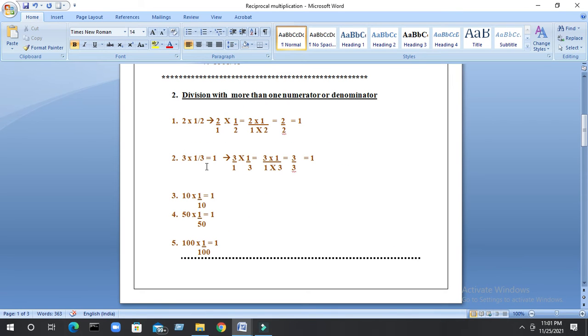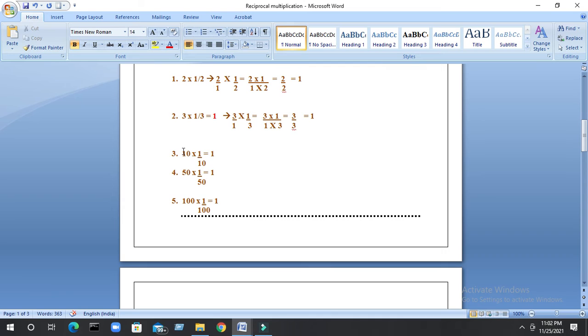So next, similarly we go for 3 into 1 by 3. Here I've put up the answer, but even without the answer, we take 3 as 3 by 1 into 1 as 1 by 3. Got it? So I can always take 3 as 3 by 1 because it doesn't harm. Now you start separating the numerator multiplication and denominator multiplication. 3 into 1 divided by 1 into 3, which is 3 by 3, which is 1.